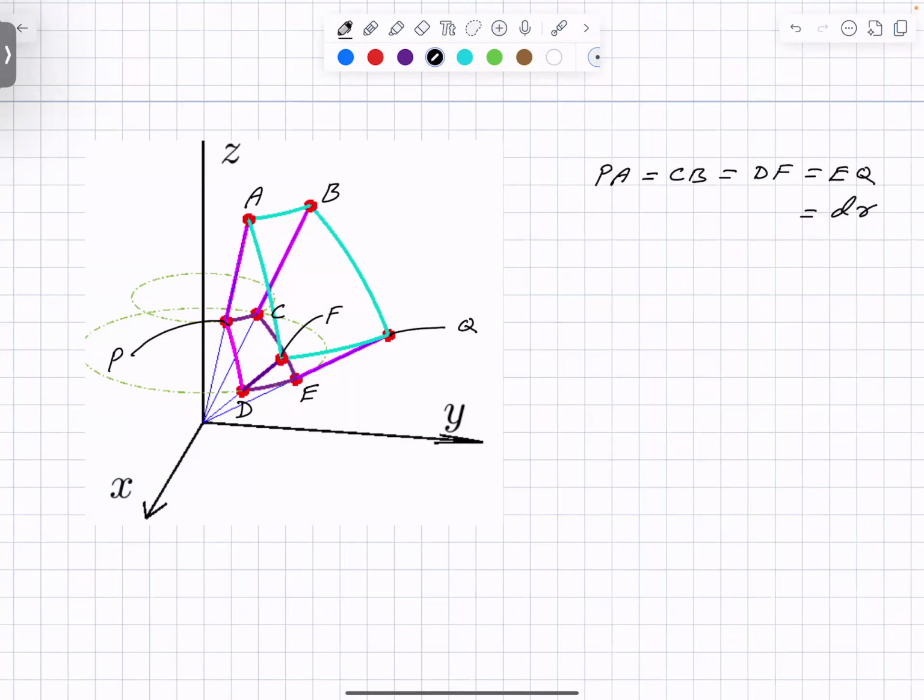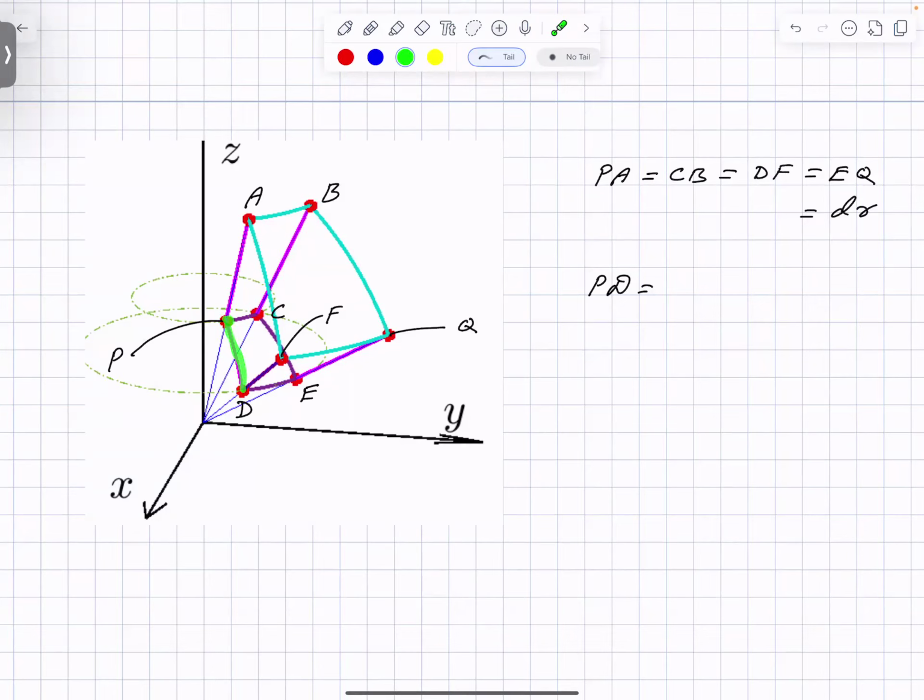What about an arc like PD? What would be the length of PD? It is d theta. So the variation is over theta, right? When we go from P to D, the variation is over theta. We're going from theta to theta plus d theta, right?